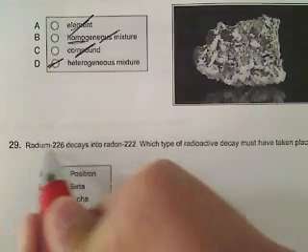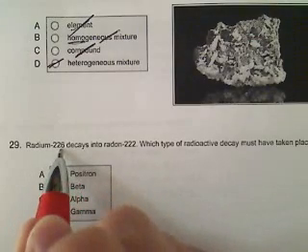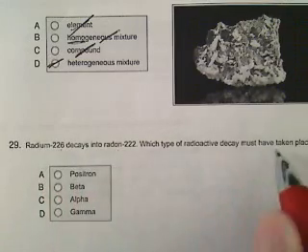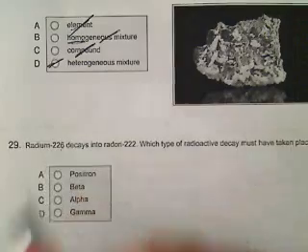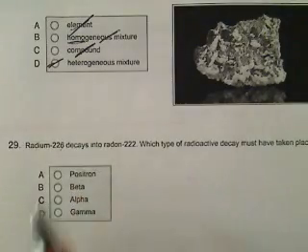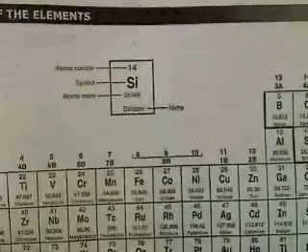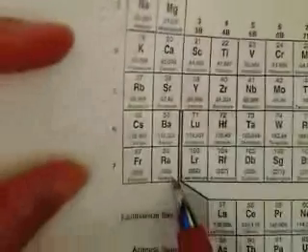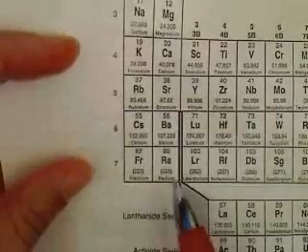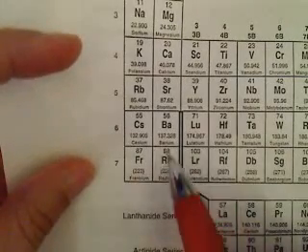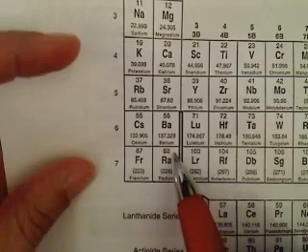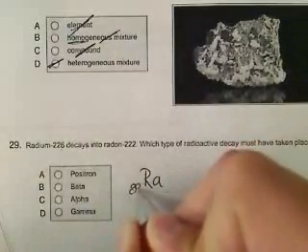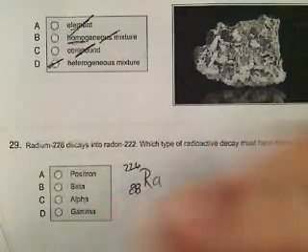This says radium-226 decays into radon-222. What type of radioactivity is taking place? So radium, what we know is this. We go to our periodic table. Where's radium? Okay, radium is right over here. And here's the key: because it's radium, it's going to have 88 protons. So we're going to say this is Ra, and I'm going to put an 88 here, and I'm going to put 226 here.